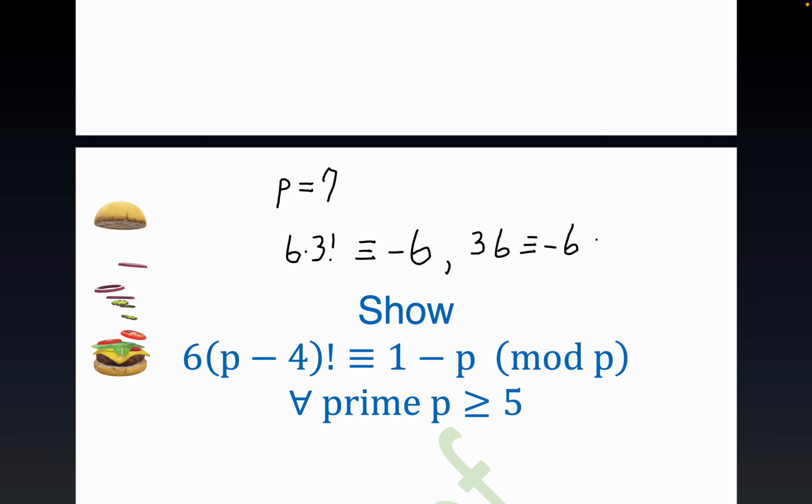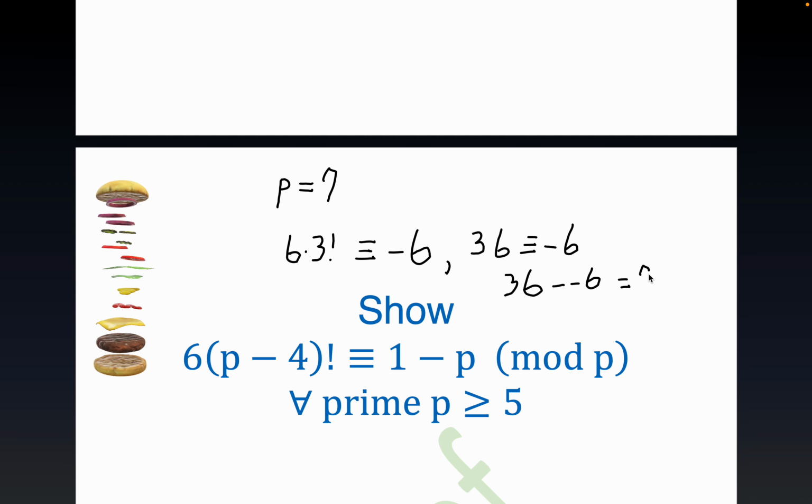Mod 7. Now notice that this means the very same thing as 36 minus -6 is some multiple of 7. Okay, is equal to some multiple, and I'll just write 7k. So you can see that it does work. It does work for 7 at least, but that does not constitute a proof.